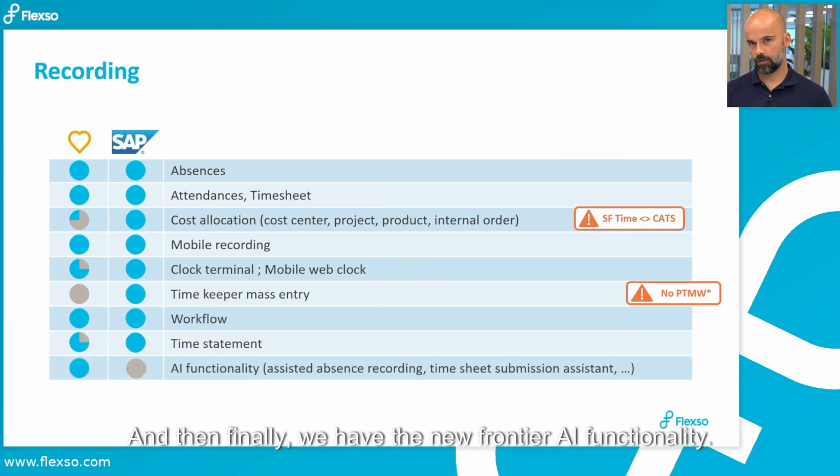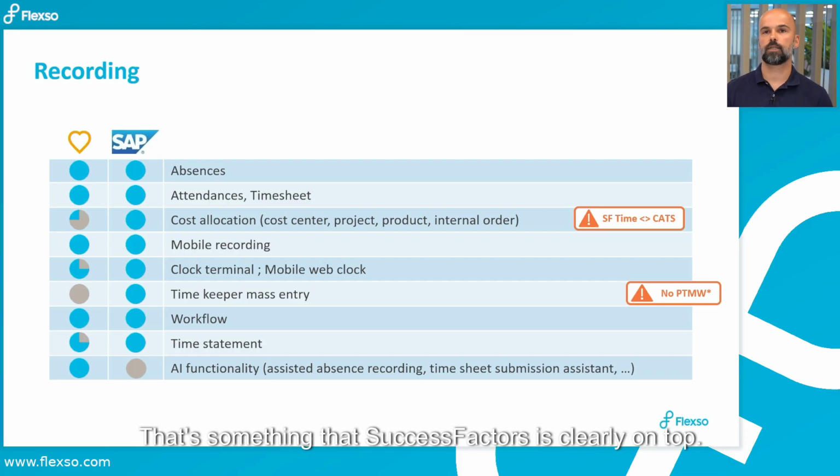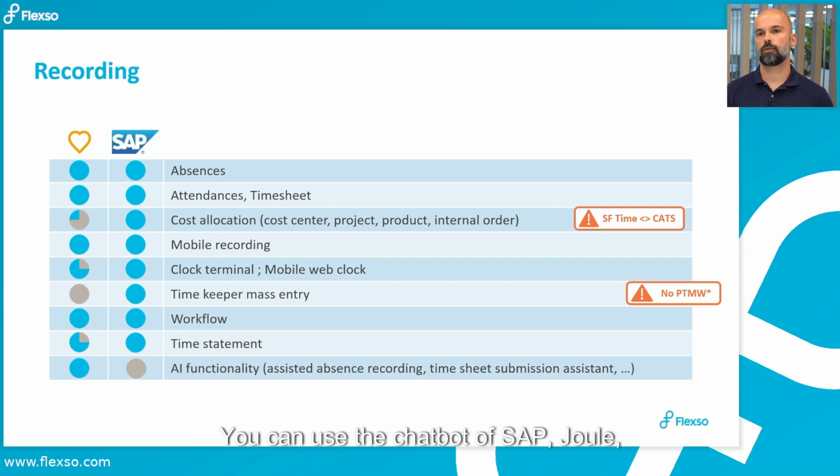And then finally, we have the new frontier, AI functionality. That's something where SuccessFactors is clearly on top. We have things like assisted absence recording. You can use the chatbot of SAP, Joule, to help you in creating an absence request and making sure that all attachments are uploaded. There is also a recently released timesheet submission agent that helps you in following up that all timesheets are submitted on time, that all errors are resolved. So those kinds of functionalities will also get added to SuccessFactors in the coming months and years.